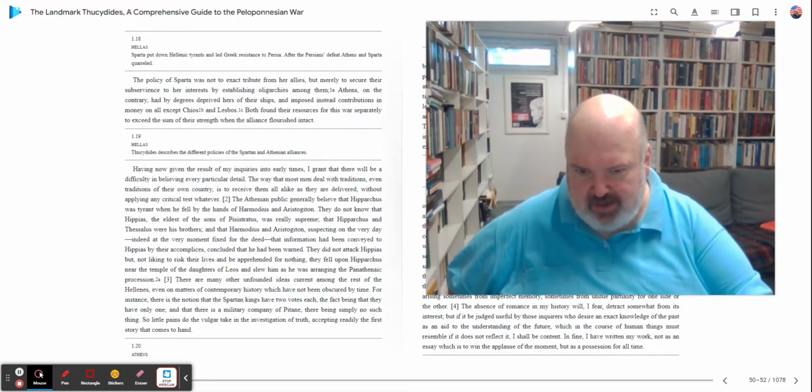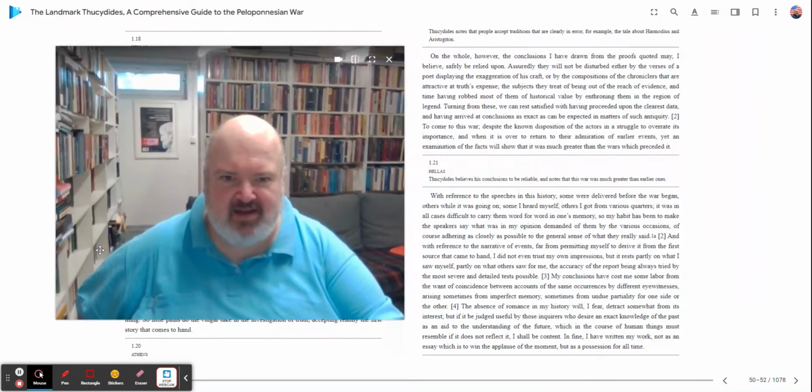There are many other unfounded ideas current among the rest of the Hellenes, even on matters of contemporary history, which have not been obscured by time. For instance, there is a notion that the Spartan kings have two votes each, the fact being they have only one, and that there is a military company of Pitane, there being simply no such thing. So little pains do the vulgar take in the search for truth, readily accepting the first story that comes to hand.